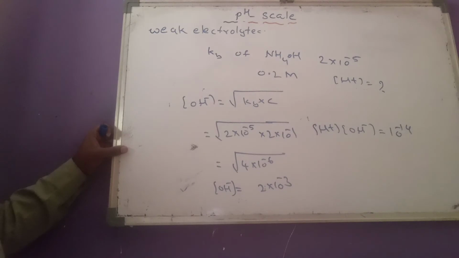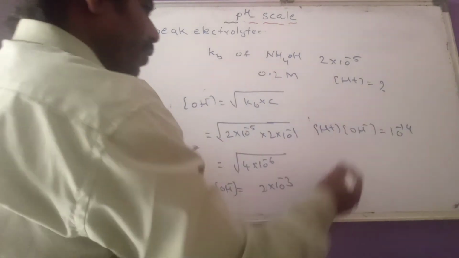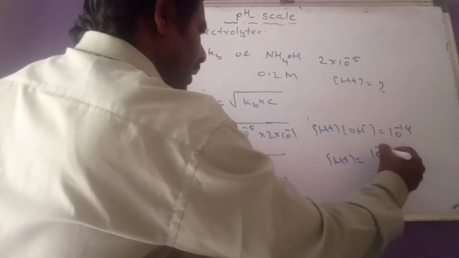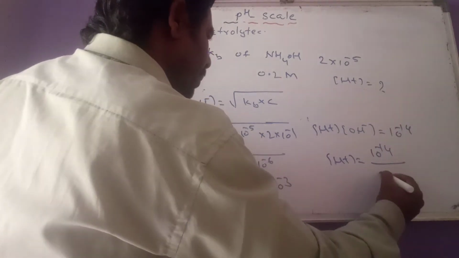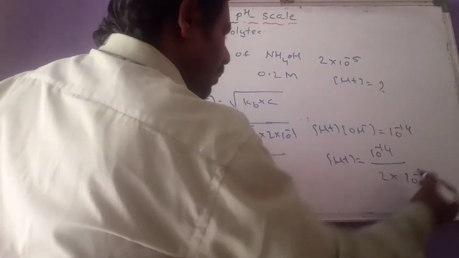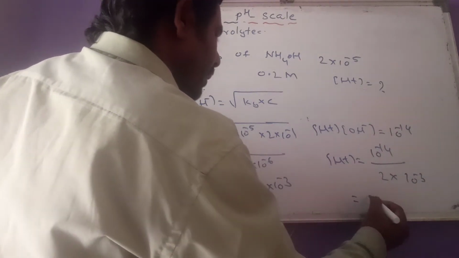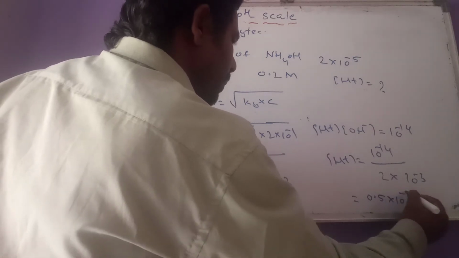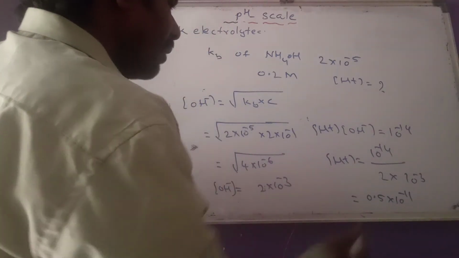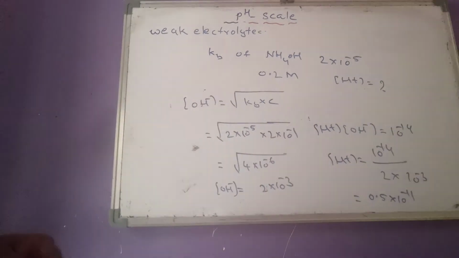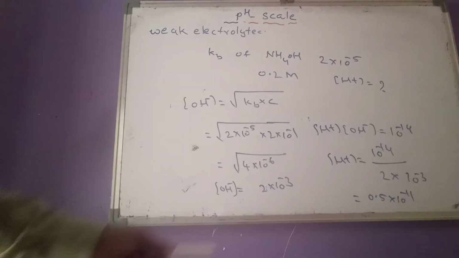This is the OH minus ion concentration. Therefore, to calculate the H plus ion concentration, 10 power minus 14 divided by this OH minus concentration, 2 into 10 power minus 3. That means we get 0.5 into 10 power minus 11, or 5 into 10 power minus 12. So this is the proton concentration of this solution.